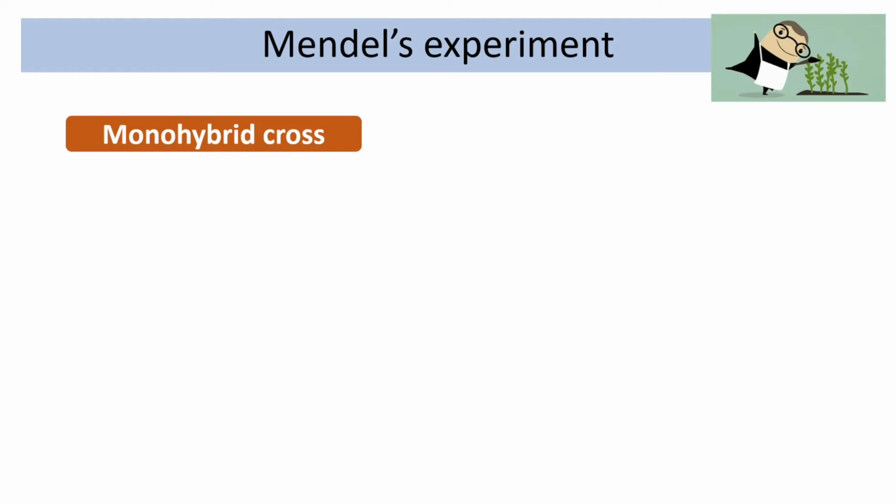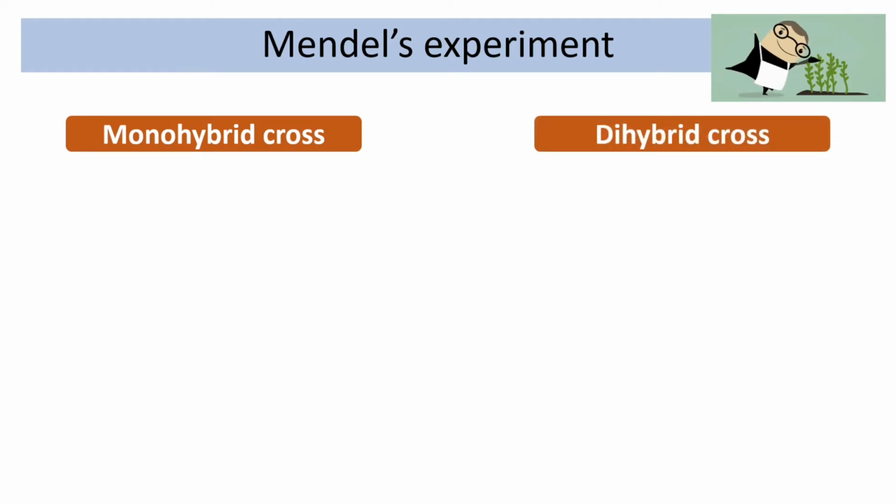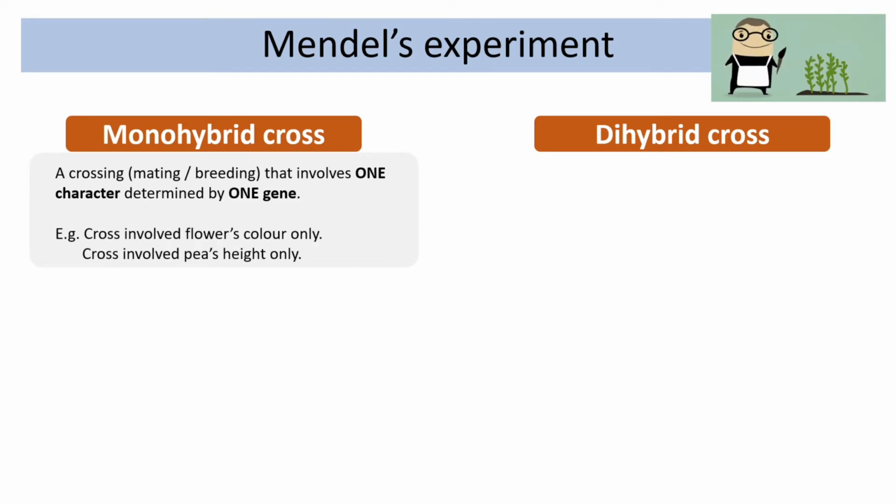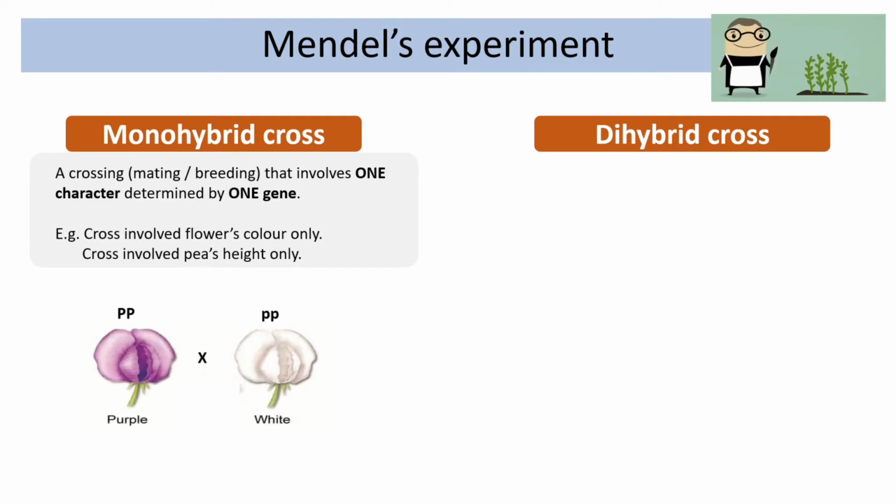Mendel conducted monohybrid crosses and dihybrid crosses. A monohybrid cross is a crossing, mating or breeding that involves one character which is determined by one gene. For example, a cross involving flower color only, and a cross involving pea height only.